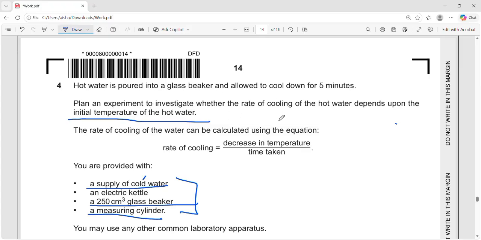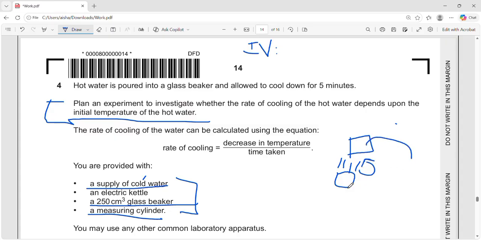Plan an experiment to investigate whether the rate of cooling of the hot water depends upon the initial temperature of the hot water. Okay, you need to first identify what the independent and the dependent variable is from this statement alone. You know that the independent variable, IV, is something that influences the other. For example, if I have fire, and I take ice, this fire is influencing the ice as it melts. So the independent variable is fire because it's not getting influenced by something, but the ice is getting influenced, right? So the ice is the dependent variable.